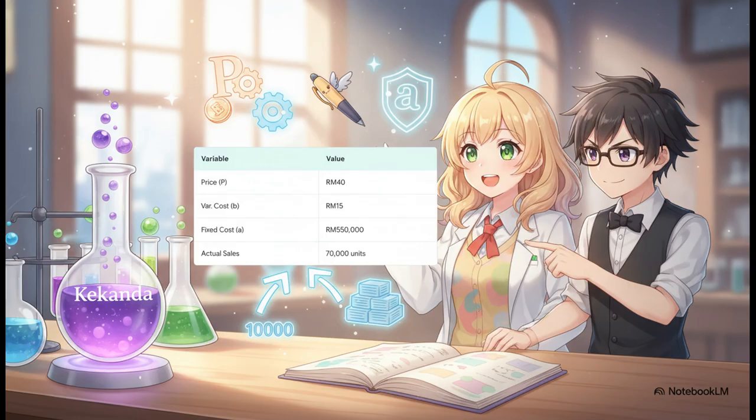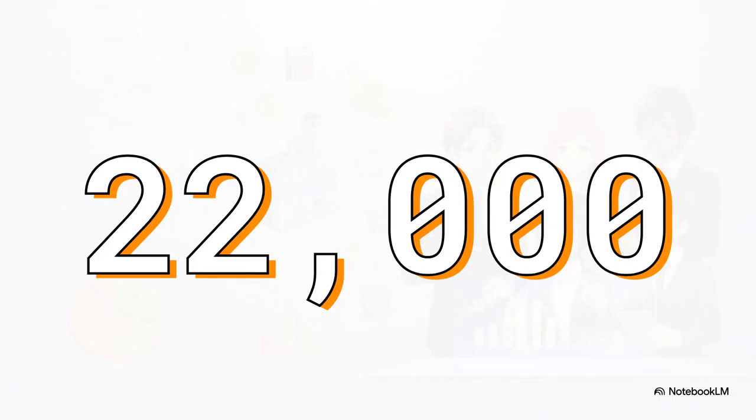The selling price, which is our P, is 40 ringgit. The variable cost, our B, is 15 ringgit. Their total fixed cost for the entire year, which is our A, is 550,000 ringgit. And right now, their actual sales are sitting pretty at 70,000 units. Make sure you write those numbers down on your pastel notepad, because we are about to put them to work. First big question, what is their break-even point in units?